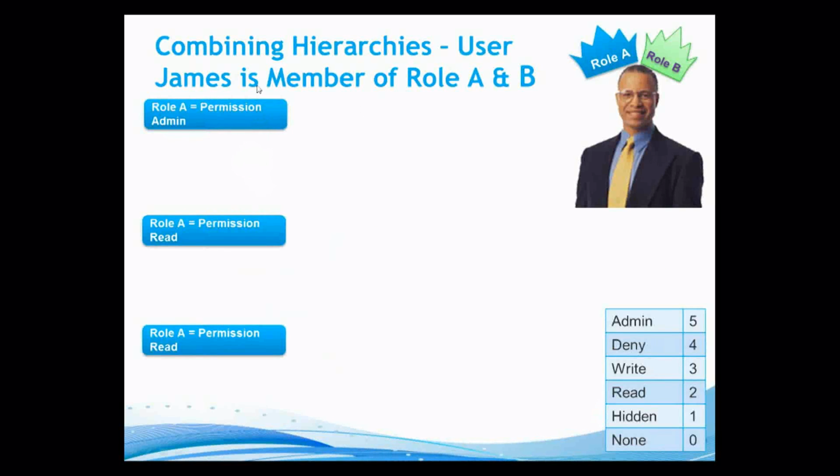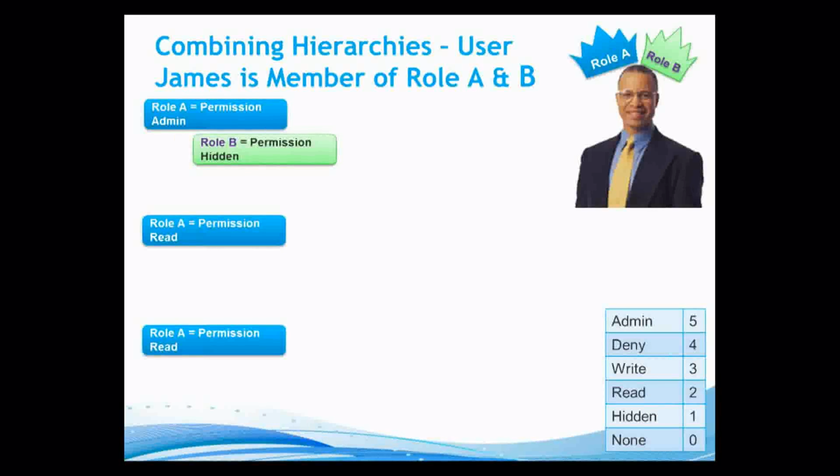So the next rule is combining hierarchies. User James is member of role A and B. User James is member of a couple of roles, and we have to define if he can see a subfolder or not. So for example, he has role A, permission admin, and for the subfolder he has role B, permission hidden. This can happen a lot in an organization where a user is in charge of several things, and he has to see a couple of layers of the information.